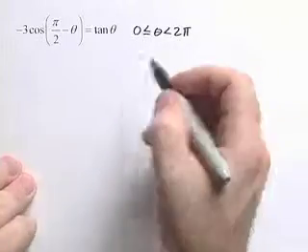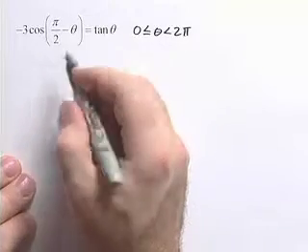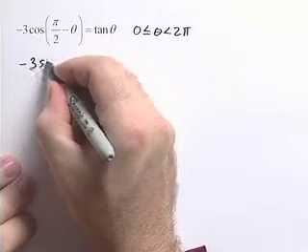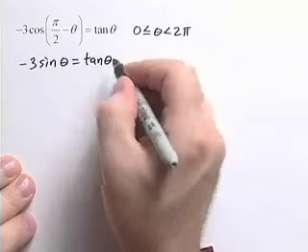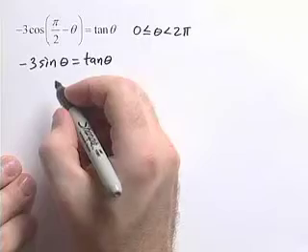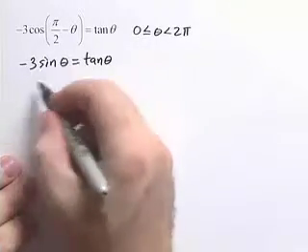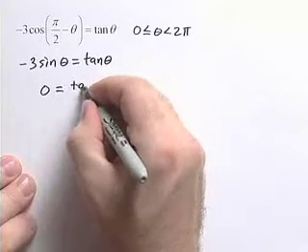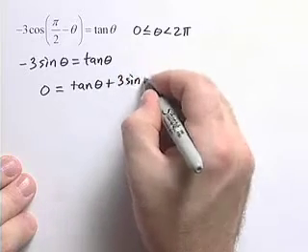The first thing we'd like to notice is that cosine of pi over 2 minus theta is equal to sine of theta. So we'll have negative 3 sine theta is equal to the tangent of theta. Next, we're going to bring the negative 3 sine theta to the other side, so we'll get a 0 on the left. We'll have 0 is equal to tangent of theta plus 3 sine theta.